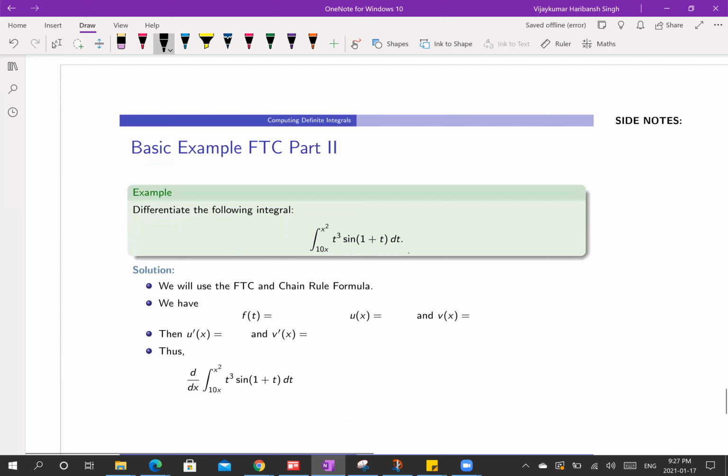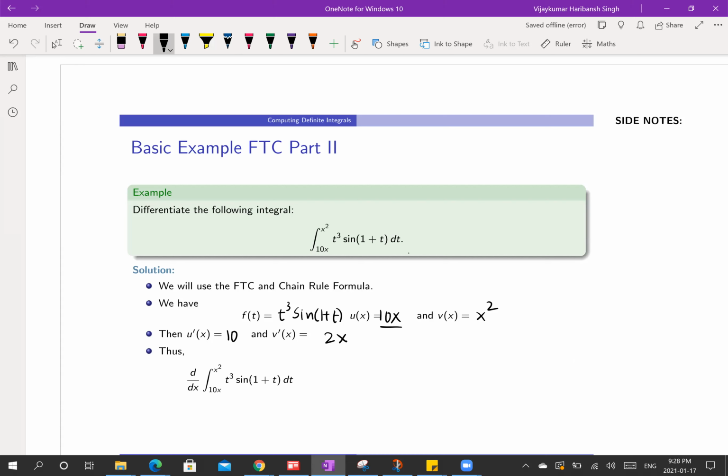Now let's work on a problem. Again, we have the integral of t cubed plus sine of 1 plus t dt from 10x to x squared. How do we do this? We will use FTC and the chain rule formula. So here we have f of t is t cubed plus sine of 1 plus t. The lower limit u of x is 10x and the upper limit v of x is x squared. So u prime of x, the derivative of this, is 10, and v prime of x is 2x.